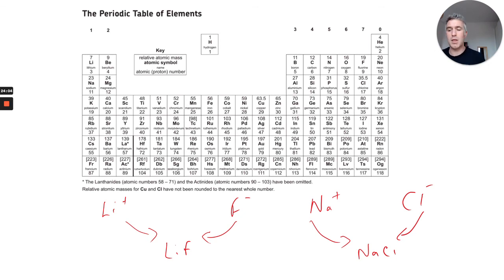Nice and simple. So lithium plus fluorine minus make lithium fluoride, salt. Sodium plus chlorine minus, bring them together, sodium chloride. Easy.